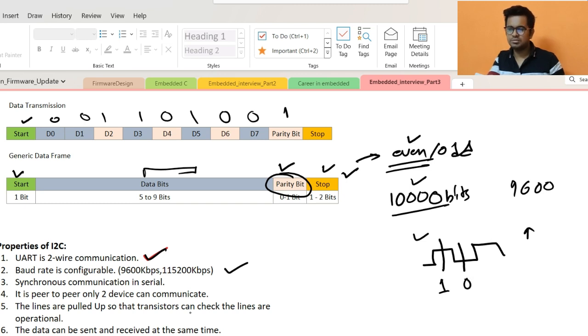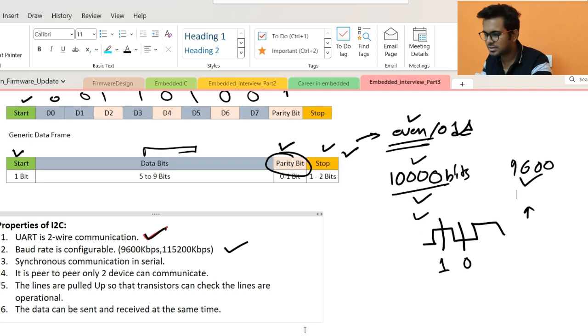So this mismatch will happen. It will never stop the communication, but the data you will be receiving will be wrong data, basically. So the configuration should be the same on both ends. Always remember, in a UART configuration, both devices should be configured in a similar way so that the communication happens.